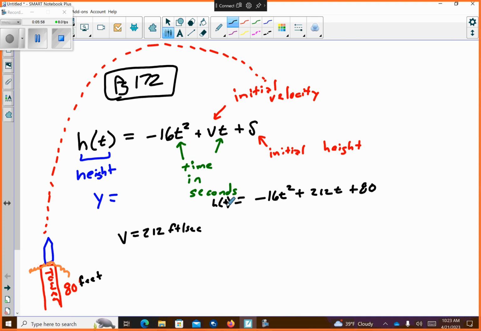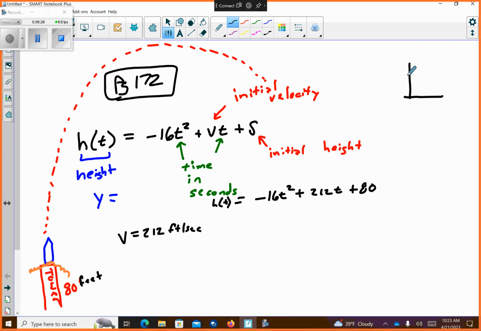So does everyone understand? We have a tall tower, 80 feet tall. There's a rocket on top of it. We launch the rocket going 212 feet per second up into the air. That rocket follows a parabolic arc and then comes back down. Okay? That's what's taking place. So some things that we might think about this.